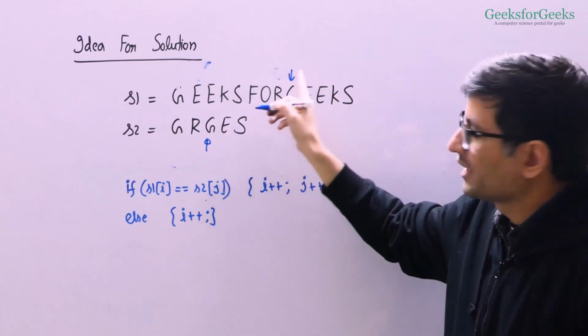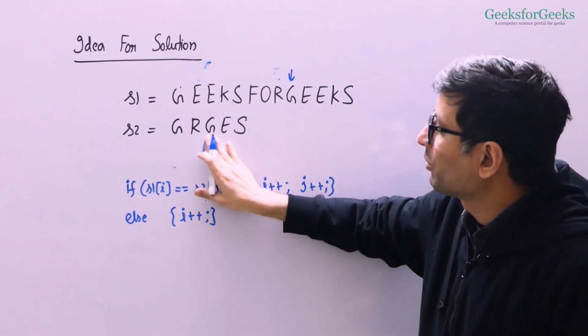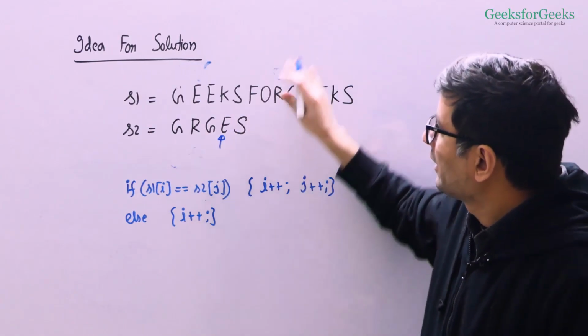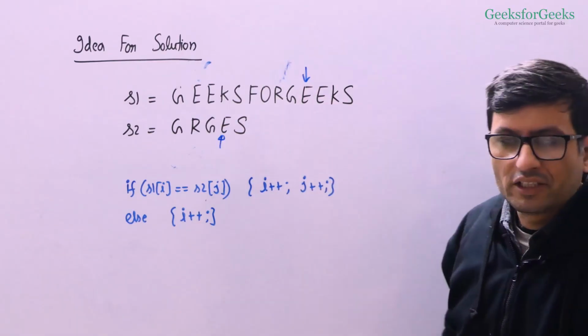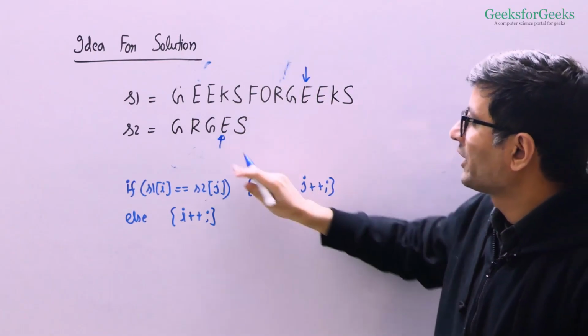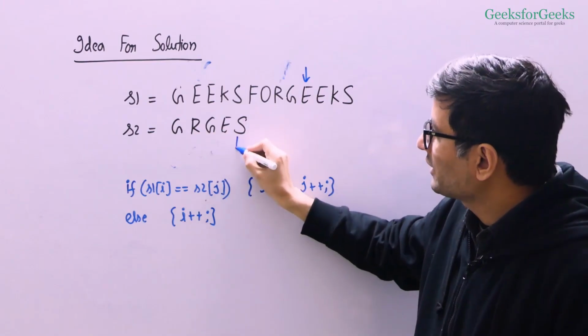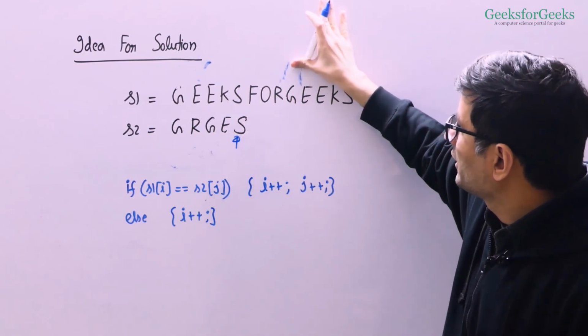Now we'll compare G and G, again matching, so we'll move ahead in both these strings. We'll come here and we'll come here, right? And we'll compare E and D. E and D are matching now, so we'll move ahead in both these strings. So we come to S here and we come to this E here.